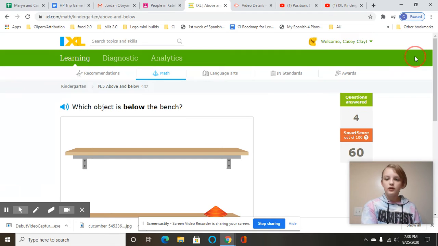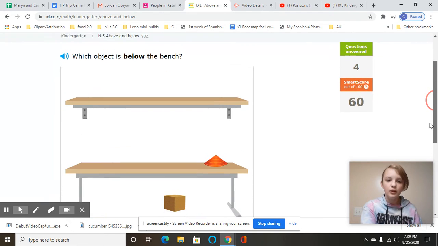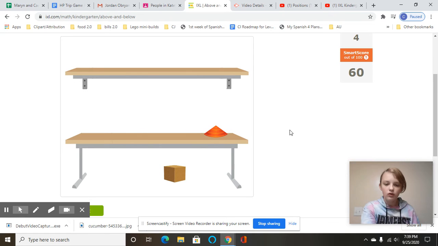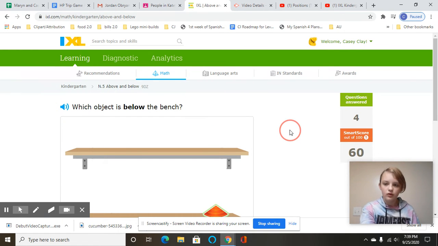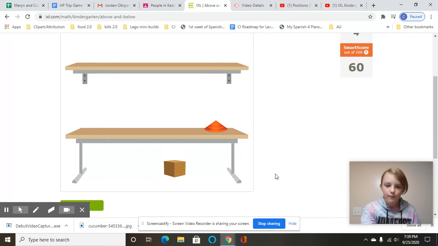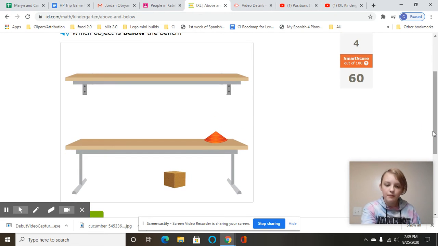Which object is below the bench? Well, if this cone is above the bench, we need to figure out what's below the bench. So the cube would be below the bench.